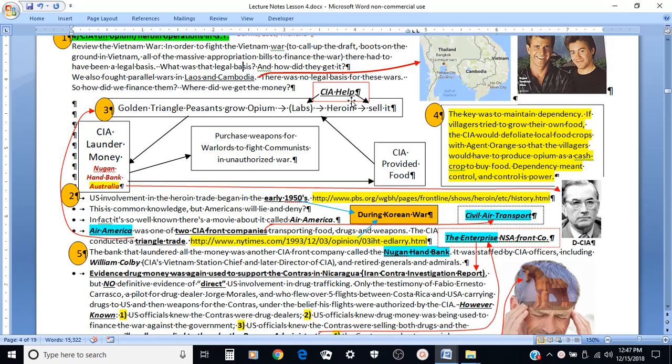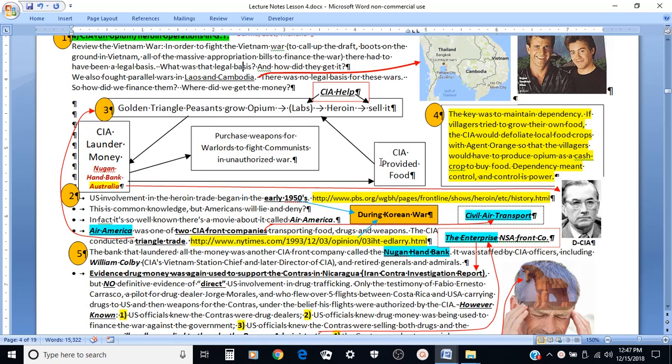So the CIA is helping out at the labs, transport, selling it. They're also helping out with laundering the money, right? And the drug money was laundered through a CIA-run bank called the Guggenheim Bank, based out of Australia. And with the money they gained, they purchased weapons for the warlords to fight the communists in unauthorized wars. And they also purchased food provided to the peasants who were busy growing opium instead of food.